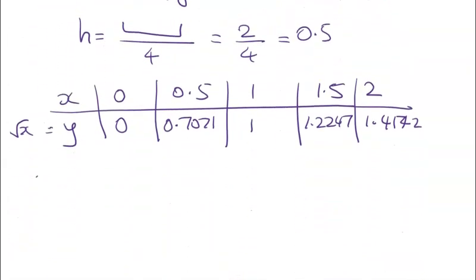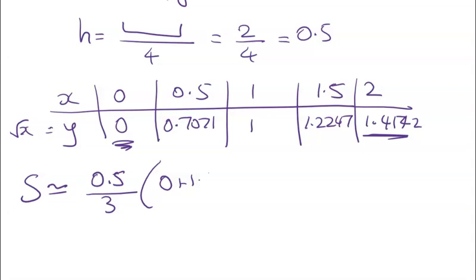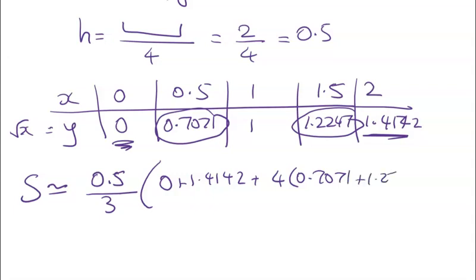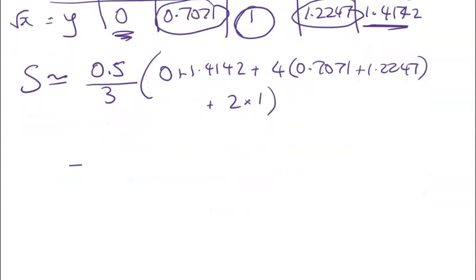Okay, so now we're good to go. So Simpson's rule will give me an area of roughly 1/2, that's the width, divided by 3 of the two endpoints, plus 4 times the odd numbered values, and 2 times the even ones. And when you bung that in your calculator, you get out an answer of 1.857.